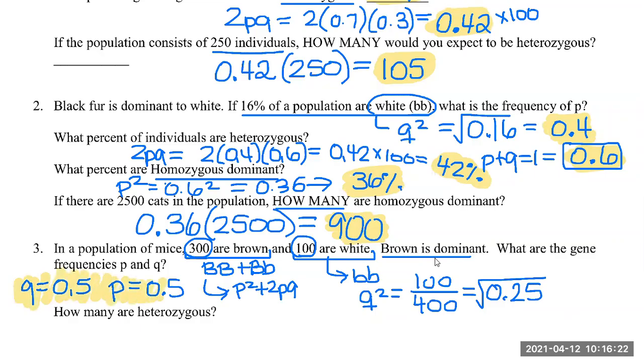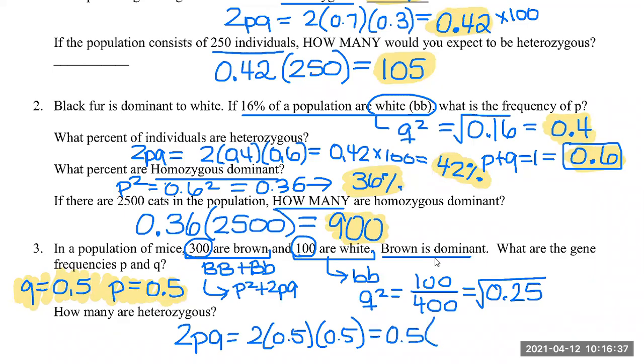All right. And now they want to know how many of the mice would be heterozygous. Well, we know heterozygous is 2PQ. So that's going to be 2 times 0.5 times 0.5, which is actually going to end up being 0.5 times the total number of mice in our population, which is 400. And so that would tell me that 200 mice should be heterozygous. So this is probably our hardest version of this type of problem, because you're given raw numbers and you have to know which number is useful, and then you have to convert things to frequencies and percents.